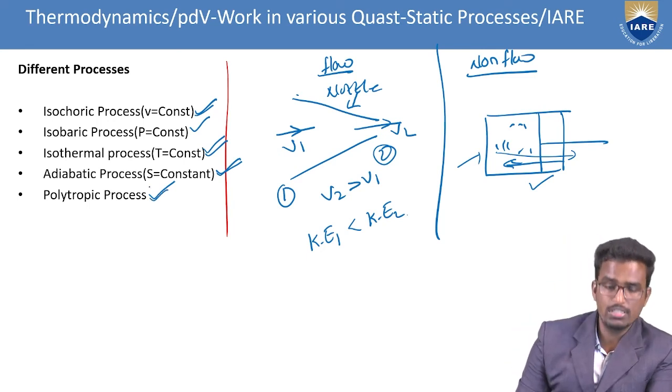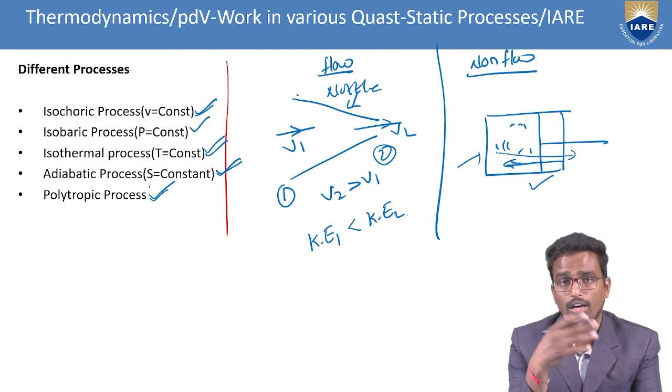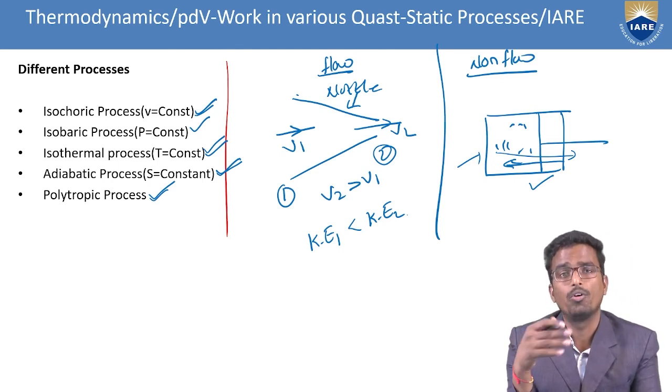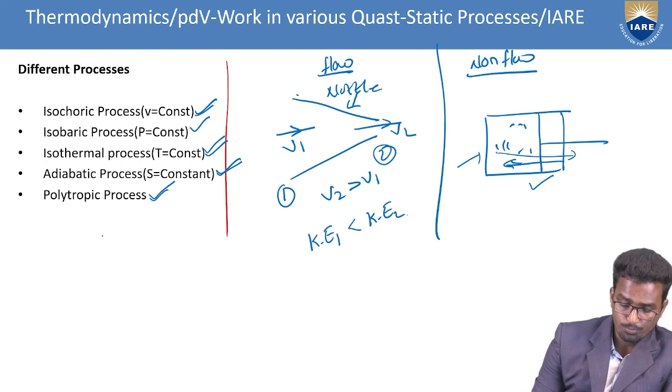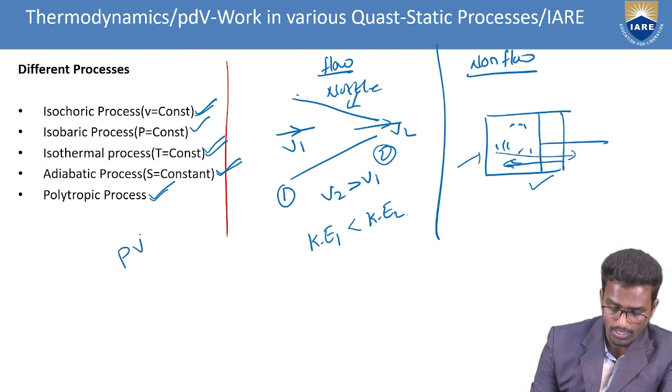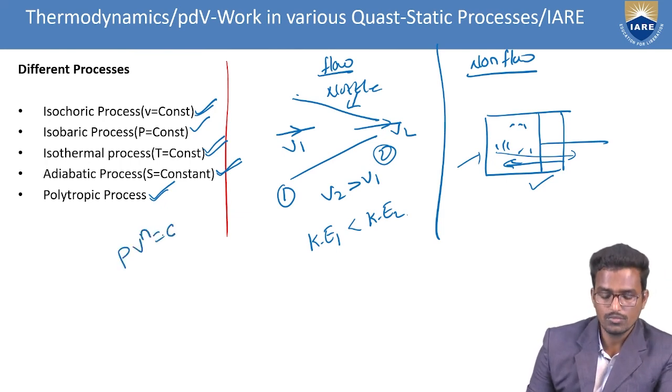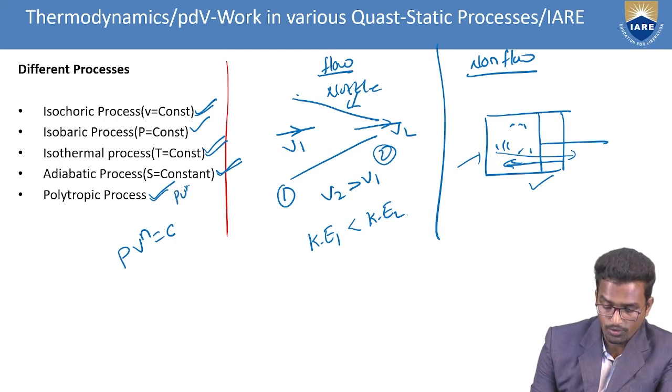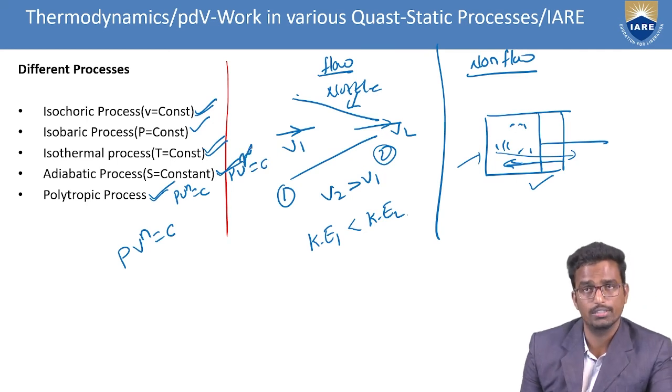And polytropic means it may be of any value of n in PV^n. So polytropic means PV^n is equal to constant. In adiabatic, it is PV^gamma equal to constant.